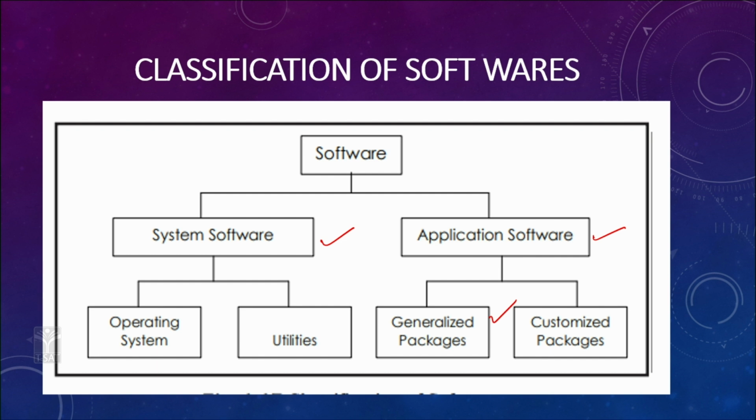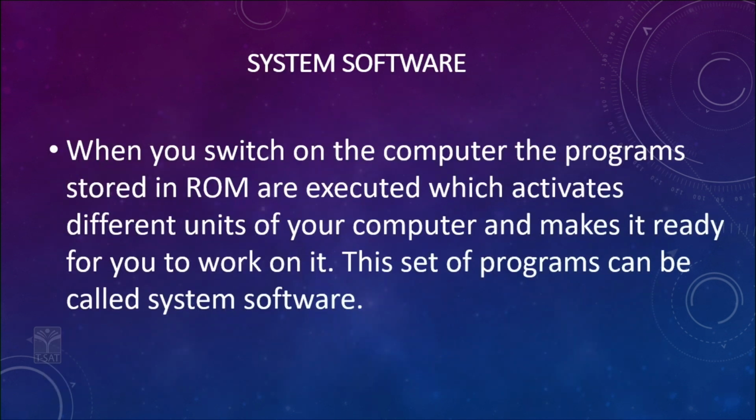Now, we will see one by one what an operating system is, what the different kinds of operating system are, what utilities are, and what the generalized packages are. We will discuss each and every one. First, system software. What is system software?